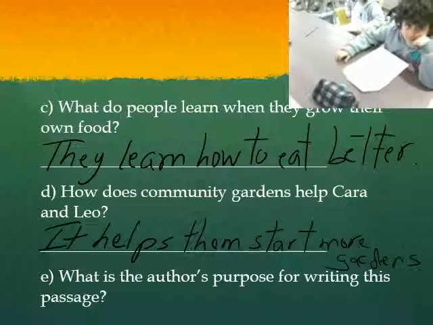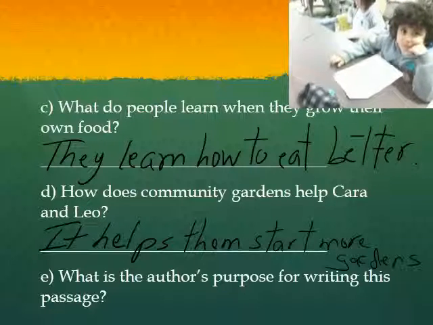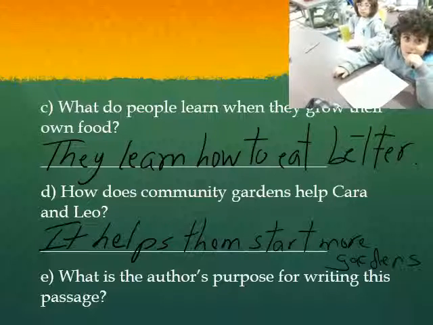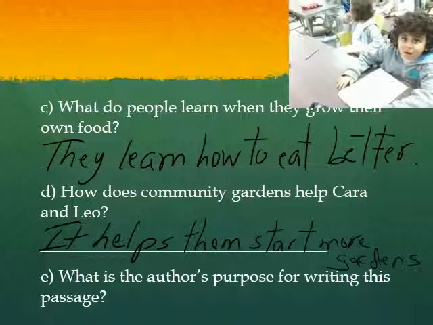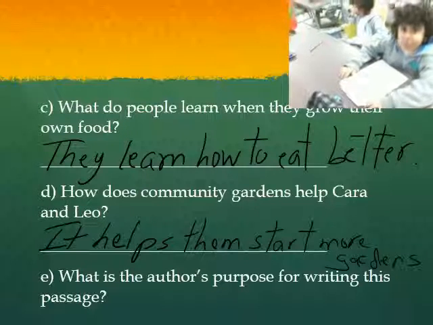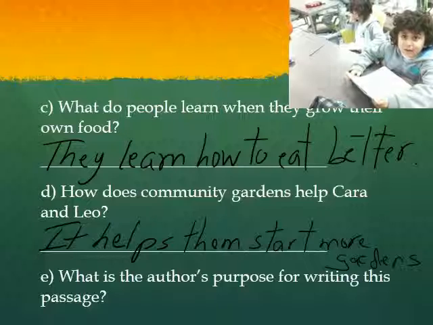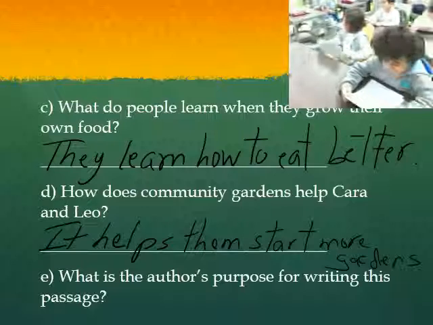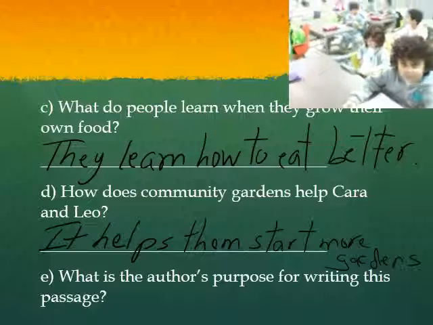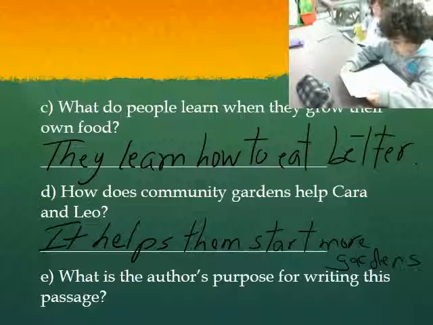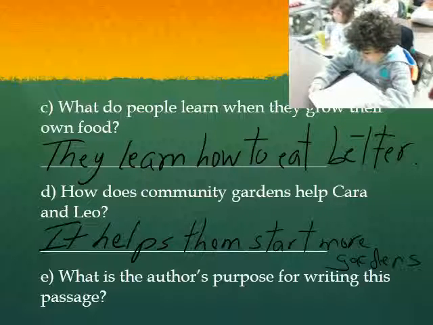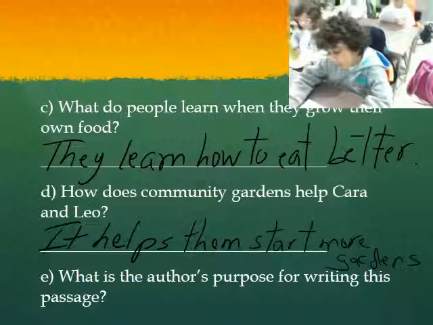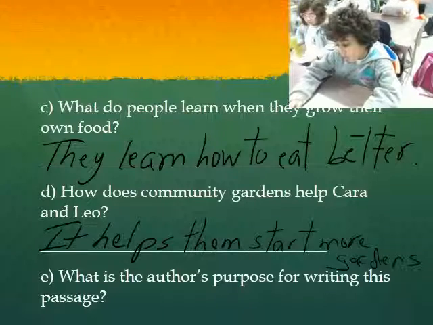What did we learn? Okay, Adam, what is the purpose of the author? What's the author's purpose? To tell us about what? I learned about gardens. About gardens only? What is the passage about? Look at the passage. Okay, what is it about? Kara and Leo. Kara and Leo are the characters. Okay, what were they doing? They were making what? They were making new gardens.